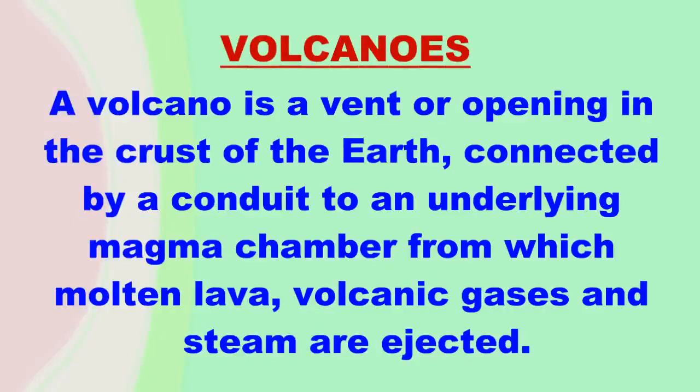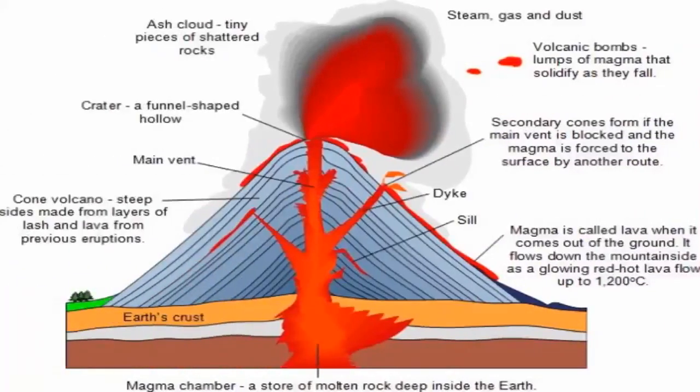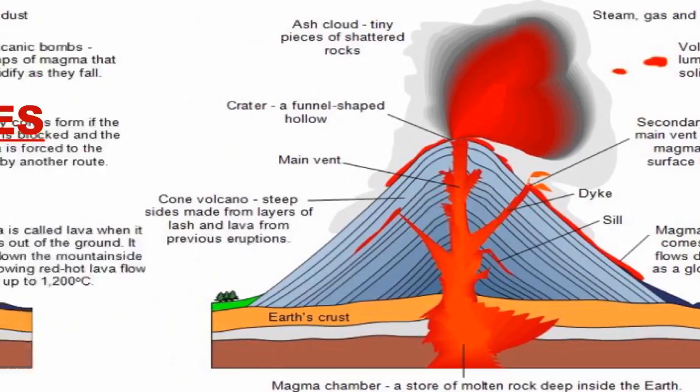The definition says a volcano is a vent or opening in the crust of the Earth connected by a conduit to an underlying magma chamber from which molten lava, volcanic gases and steam are ejected. It is usually in the form of a cone or dome according to the material ejected.